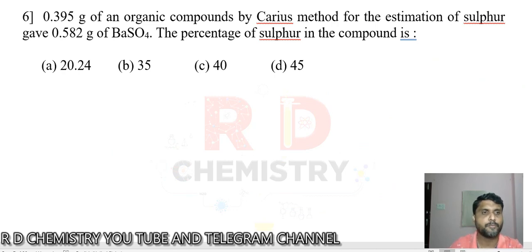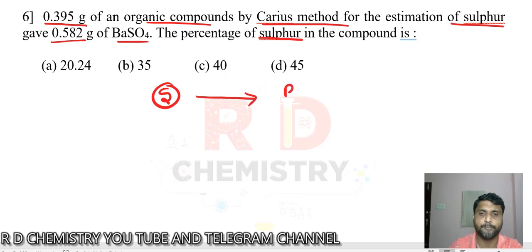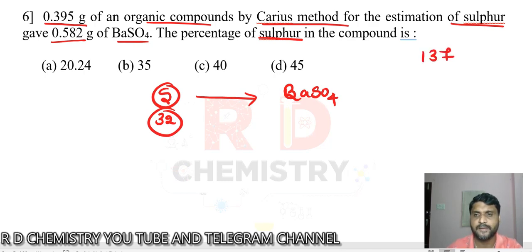Question number 6. 0.395 gram of an organic compound by the Carius method for the estimation of sulfur gave 0.582 gram of barium sulfate. You have to calculate the percentage of sulfur. So what is done is the sulfur present in the organic compound has been converted into barium sulfate. Only one sulfur atom is there, so 32 grams of sulfur is present. Barium atomic mass is 137, sulfur is 32, oxygen is 16 into 4 is 64. This gives 233.